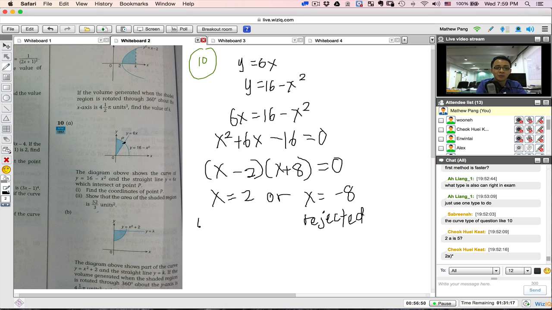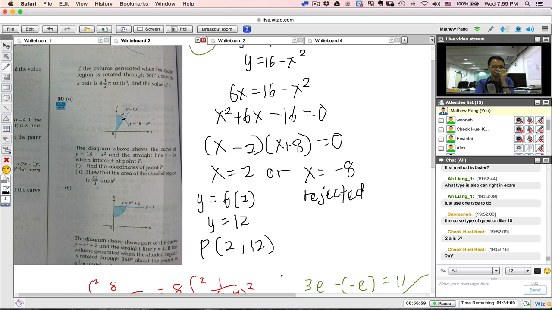Alright, then I just substitute y will equal to 6x, right? So 6 times 2, y equals to 12. So therefore, coordinate of P is just 2 and 12. Simple. So you just need to understand about diagram.